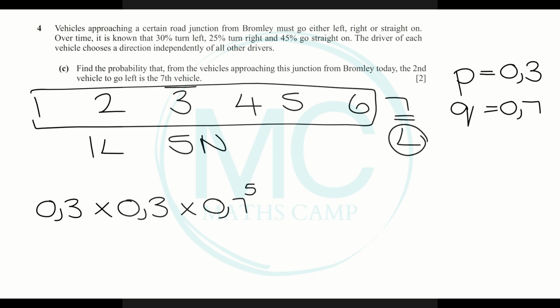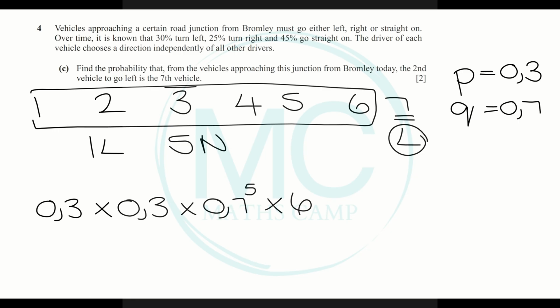Now we know that the 7th vehicle is the second vehicle to turn left, and that 1 vehicle in the first 6 also turns left, but we don't know if it is the first or the second or the third or the 5th or the 6th. So to make this easier, we need to account for all of these values. So we multiply our equation by 6.